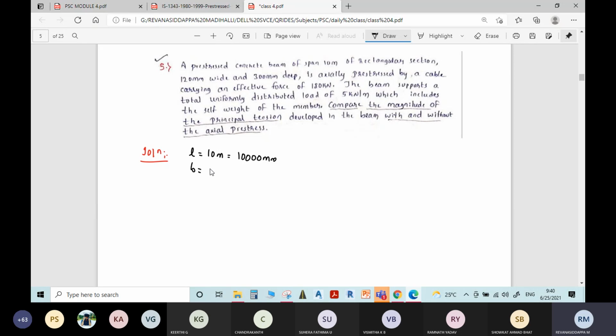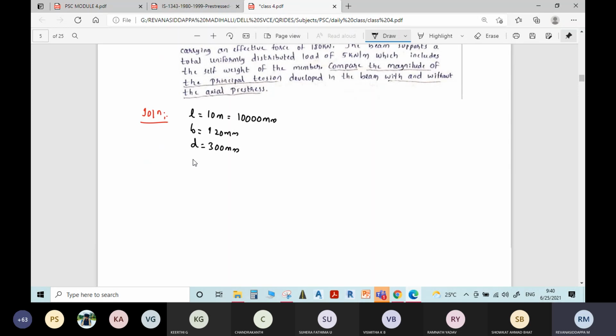And width is given, B is equal to 120 mm and D is equal to 300 mm. Axially pre-stressed by a cable carrying effective force of 180 kN. P is given, 180 kN. Then the beam supports a total uniformly distributed load of 5 kN per meter. UDL is equal to 5 kN per meter. Compare the magnitude of principal tension developed in the beam with and without axial stresses.